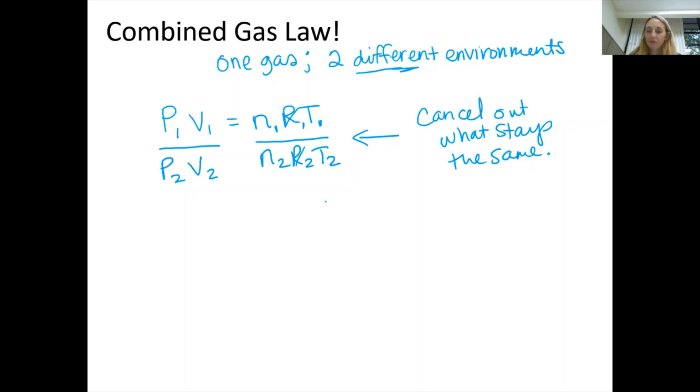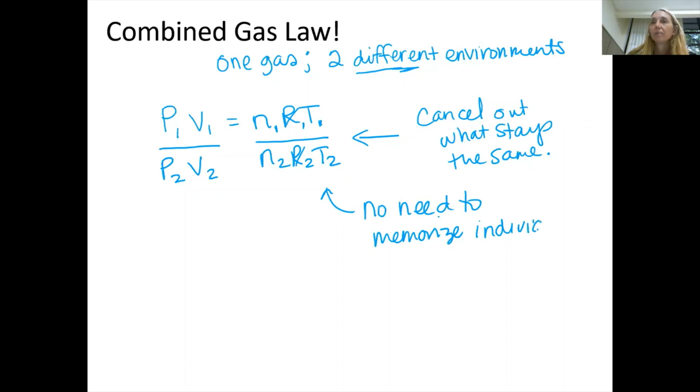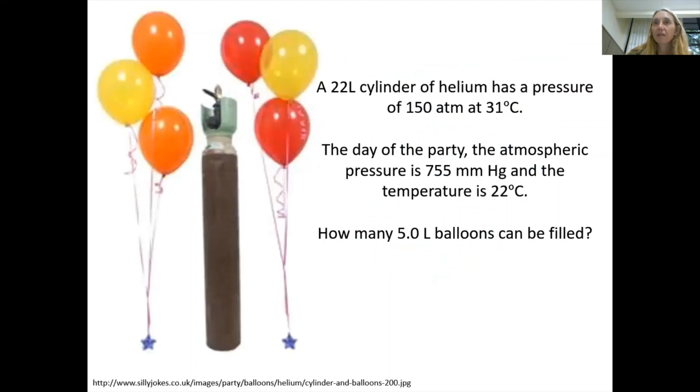Okay, so we're going to go through an example of this. The cool thing about this combined gas law, especially doing it this way, is you don't need to memorize individual gas laws. If you ever have a problem where it gives you one gas and two different environments, you can use this setup every single time and simplify it by canceling out what stays the same.